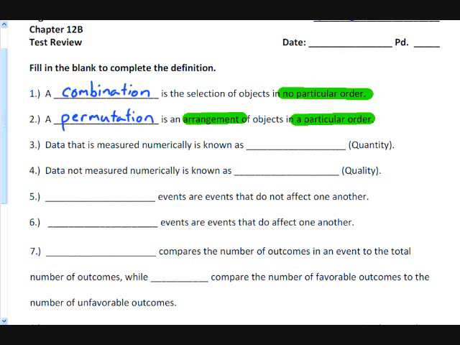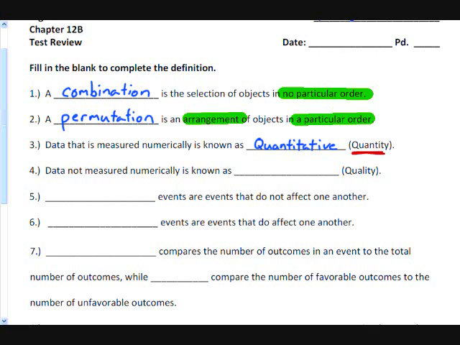Okay. For the next one, it says data that is measured numerically is known as blank. And when we're able to physically compare numbers and quantify things, in other words, we're looking at quantities, that's the other key word here. That's what we call quantitative data. In other words, we can count it up. We can measure it numerically.